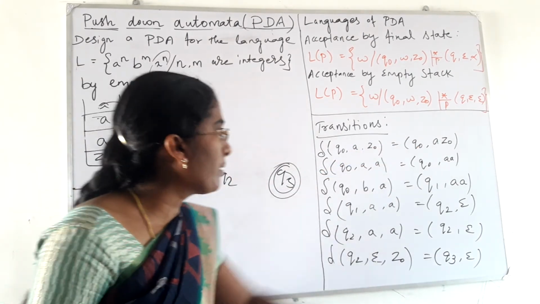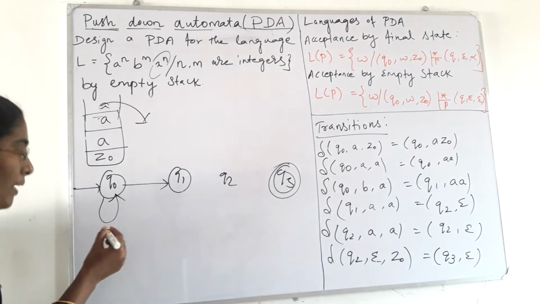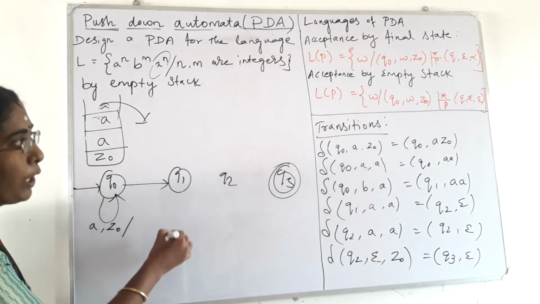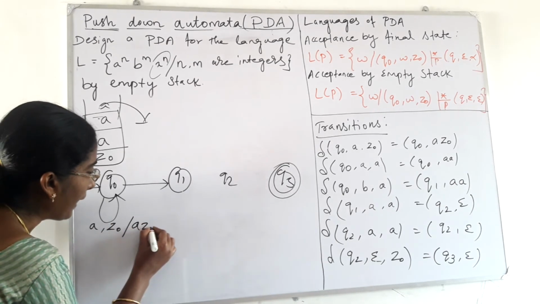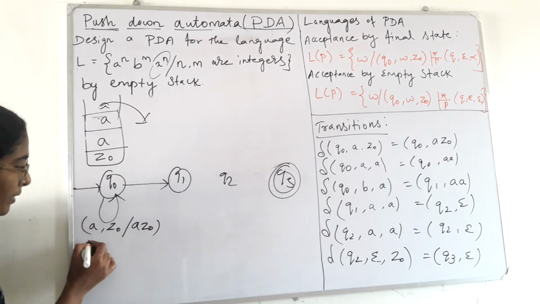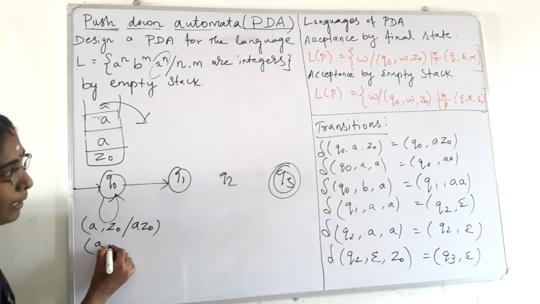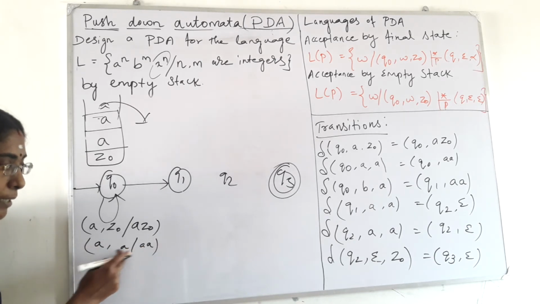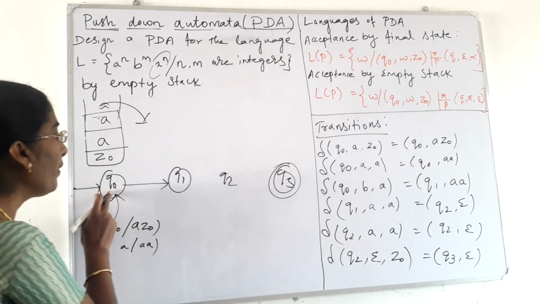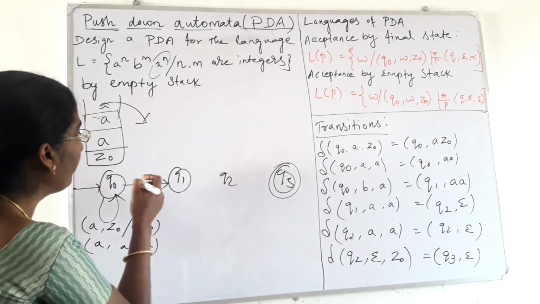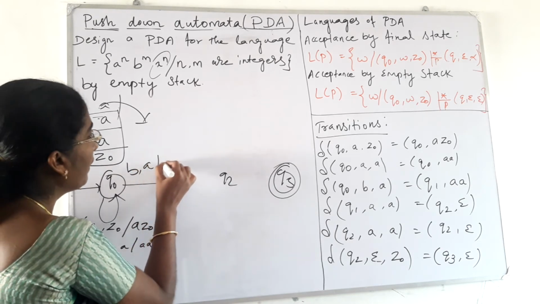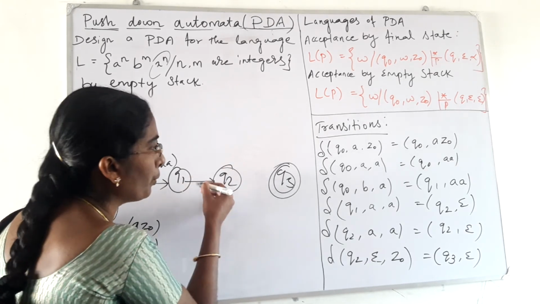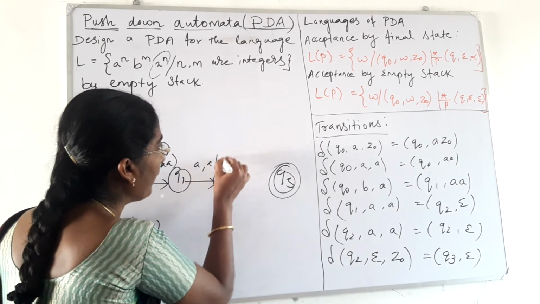What are the two transitions? How do we represent the transition value? Input symbol, comma, old top of the stack by new top of the stack. Z0 by AZ0 is the first transition. And what is the second transition? A comma A by AA. Your input symbol is A, then old top of the stack and new top of the stack. And how do we move from the state Q0 to Q1? B comma A by A. From Q1 to Q2, A comma A by epsilon.